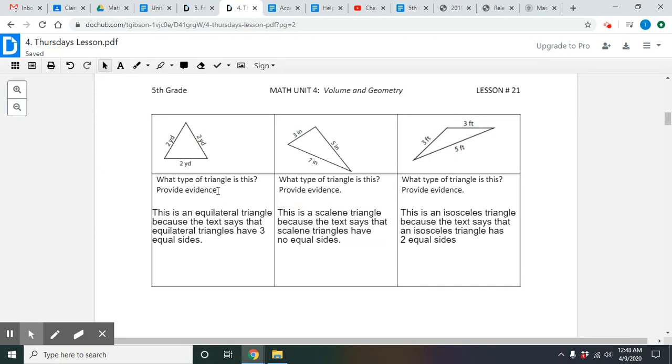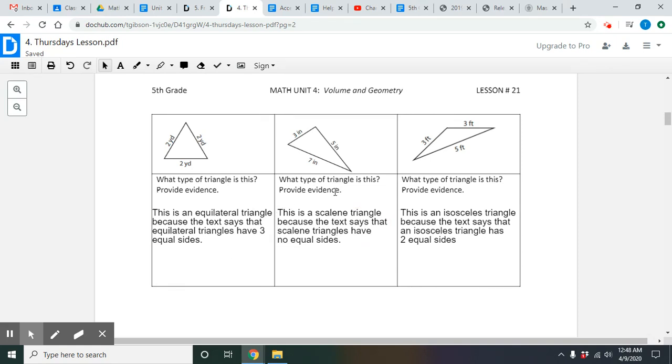So what type of triangle is this? Yes, this is an equilateral triangle because the text says that equilateral triangles have three equal sides. If you look at the lengths of each side, you realize that they're all the same, 2 yards, 2 yards, and 2 yards. With that being said, this has three equal sides, which makes this an equilateral triangle. All right, let's go to the second one.